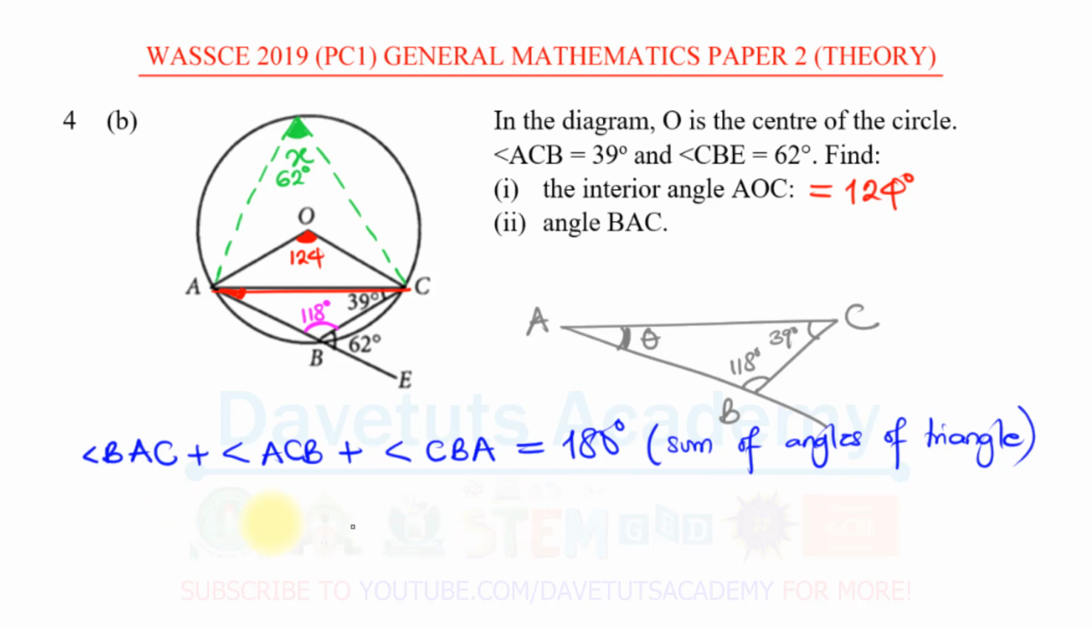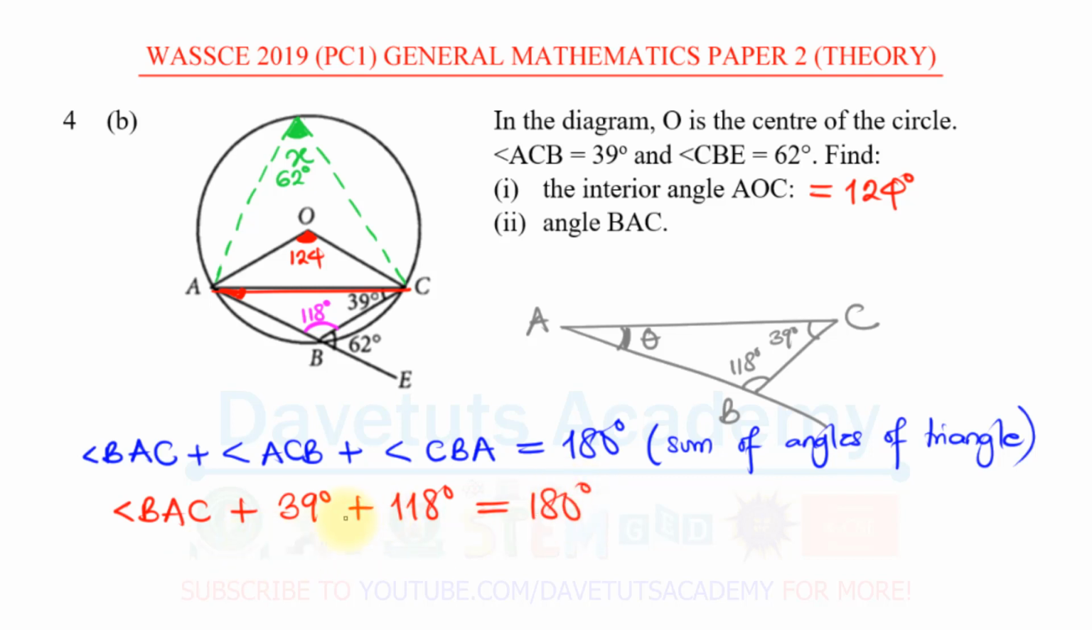So knowing that, we can plug in the values we know initially so that we can get our BAC. So angle BAC plus, what's the value of ACB? That's 39 degrees. What's the value for CBA? That is 118 degrees. They will add up to 180 degrees.